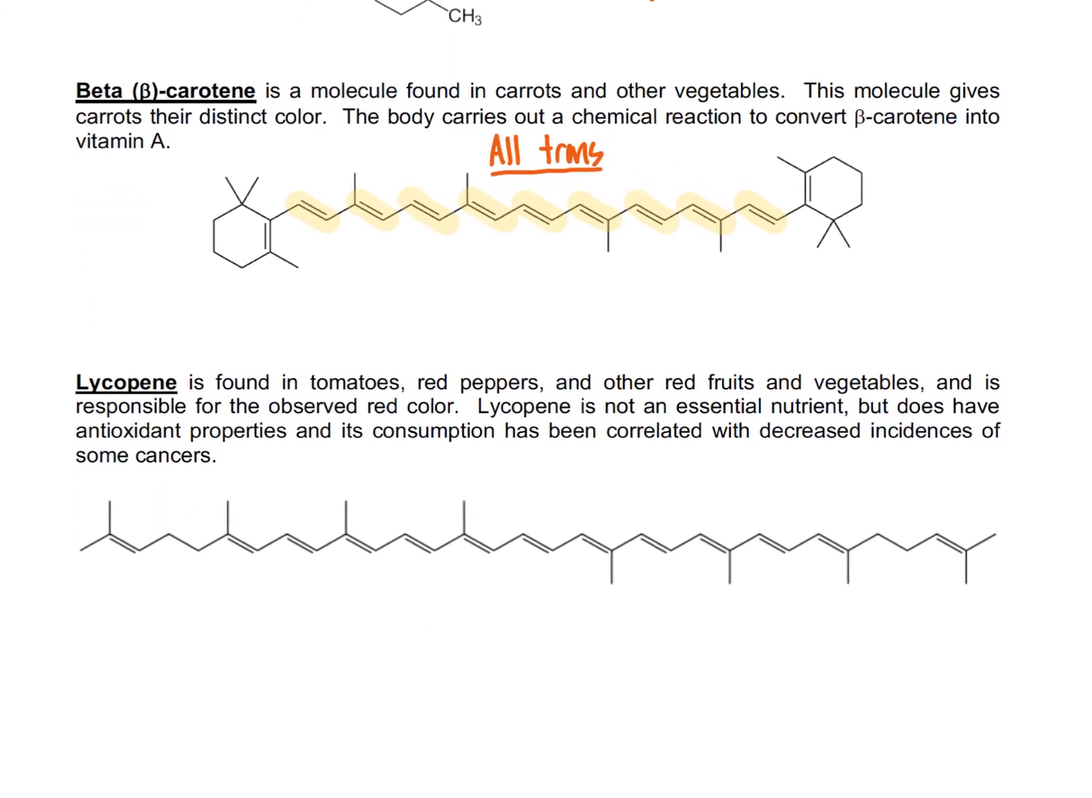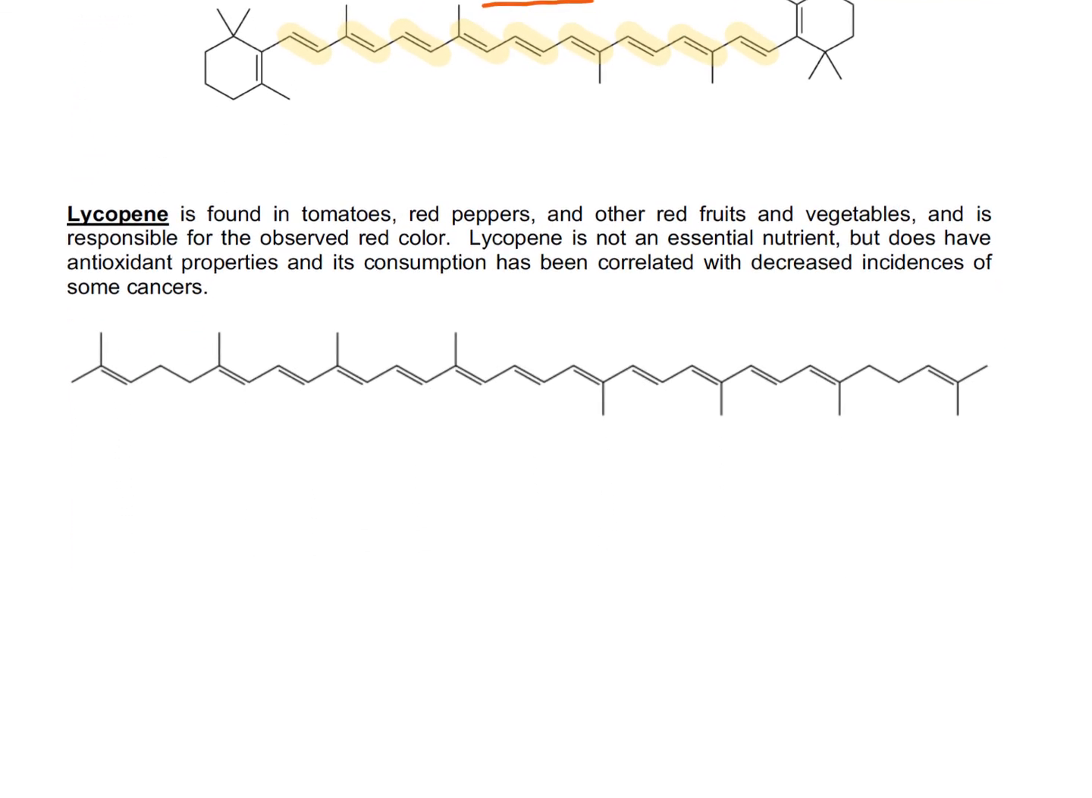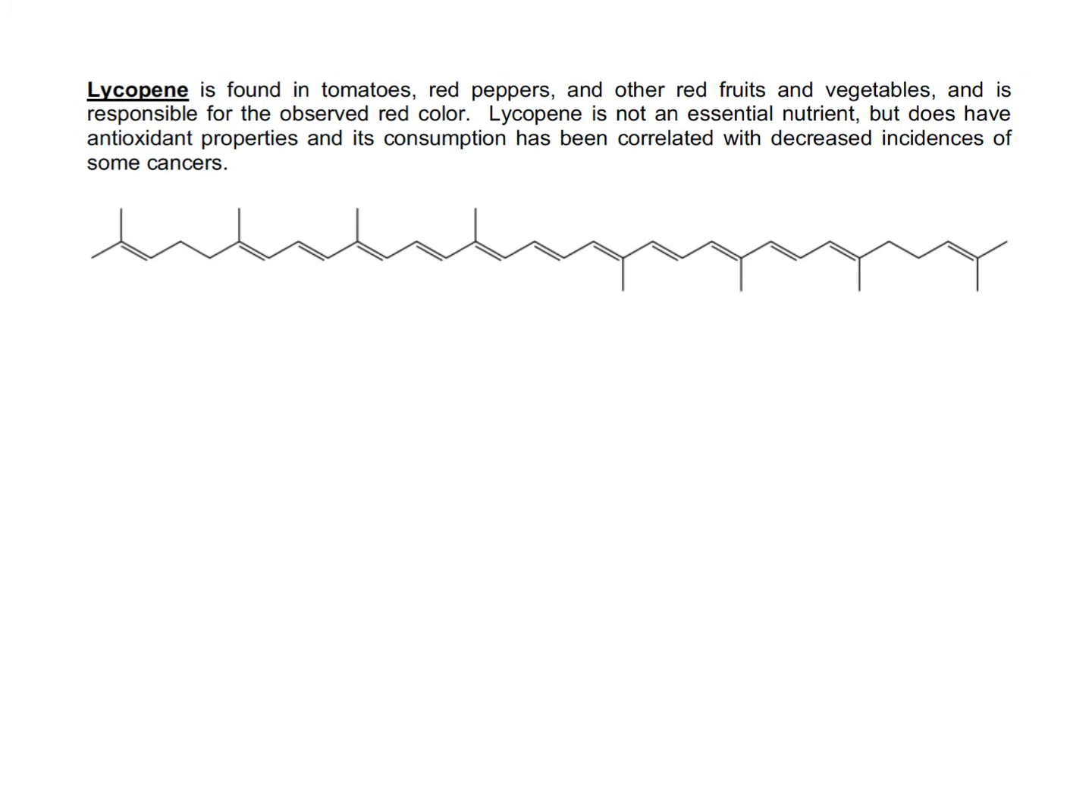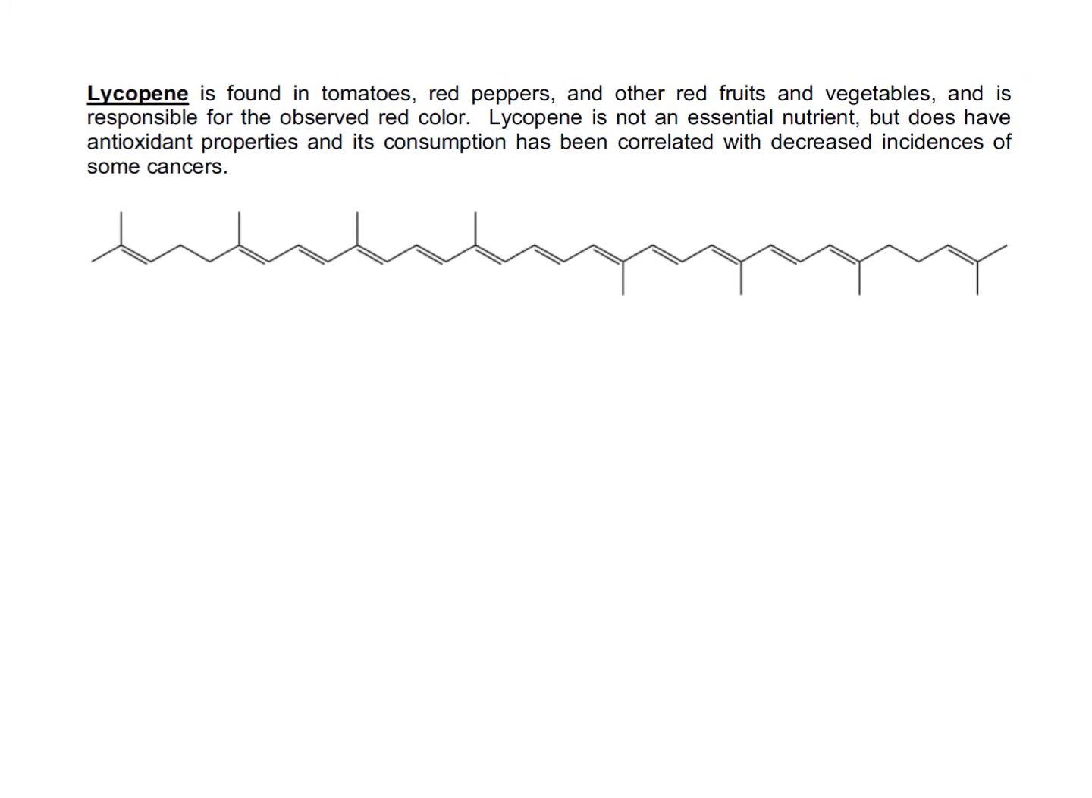is a cool molecule that is found in tomatoes. It's found in a variety of other red fruits and vegetables as well. And it's responsible for the observed red color of tomatoes and others. So it's not an essential nutrient, but it does act as an antioxidant. And there have been some studies that have correlated lycopene with decreased incidences of cancer and other diseases. And the cis versus trans isomer of this is essential to its biological function as well.